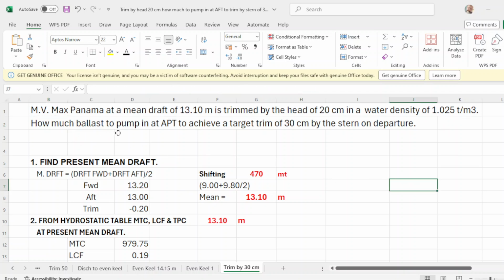How much ballast to pump in the after peak to achieve a target trim of 30 centimeters by the stern on departure? Like I said, you are trimmed by the head by 20 centimeters. And how much ballast shall we put in the after peak to have a trim by 30 centimeters by the stern? So okay, guys, let's go.